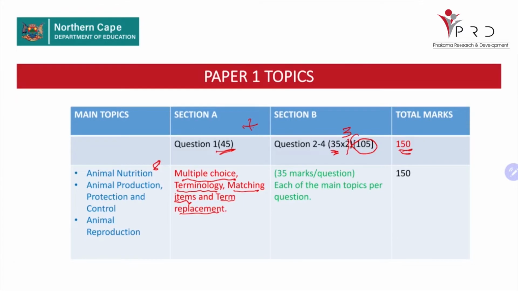It will be for animal nutrition, and another 8 marks will be for animal production, protection, and control. And the 4 marks, in order to have 20 marks for our multiple choice question, will be from animal reproduction. So as you study, as you prepare for your exams, you must know that in your question 1.1 you are expecting 8 marks which come from animal nutrition, 8 marks which come from animal protection, production, and control. And the last 4 marks will come only from animal reproduction.